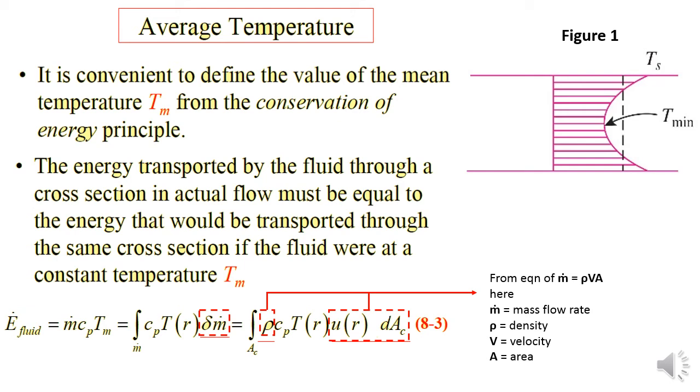So it is from the equation m dot equals rho V A, where m dot is the mass flow rate, rho is the density, V is the velocity, and A is the area.